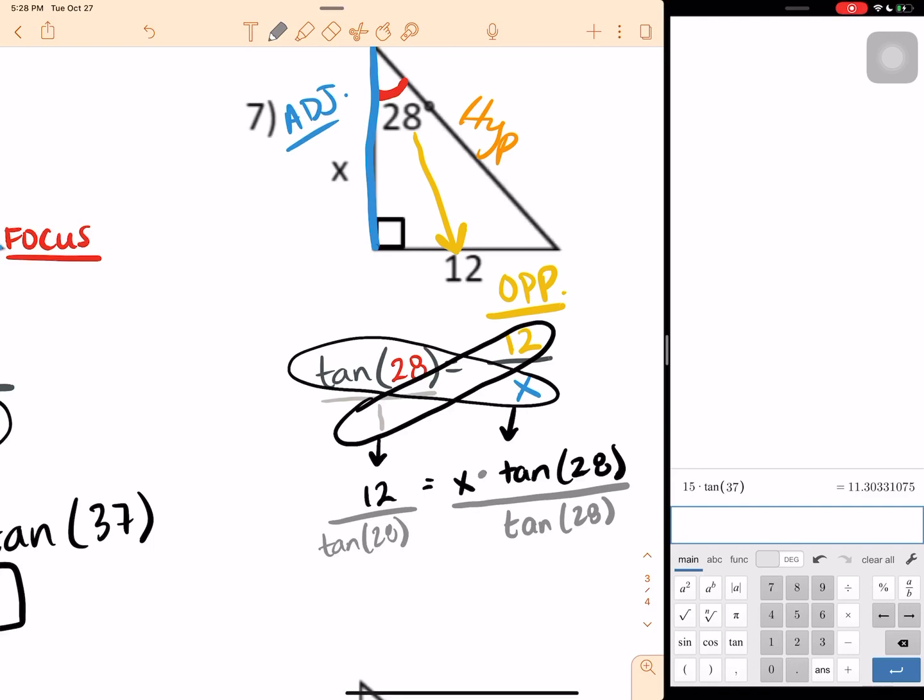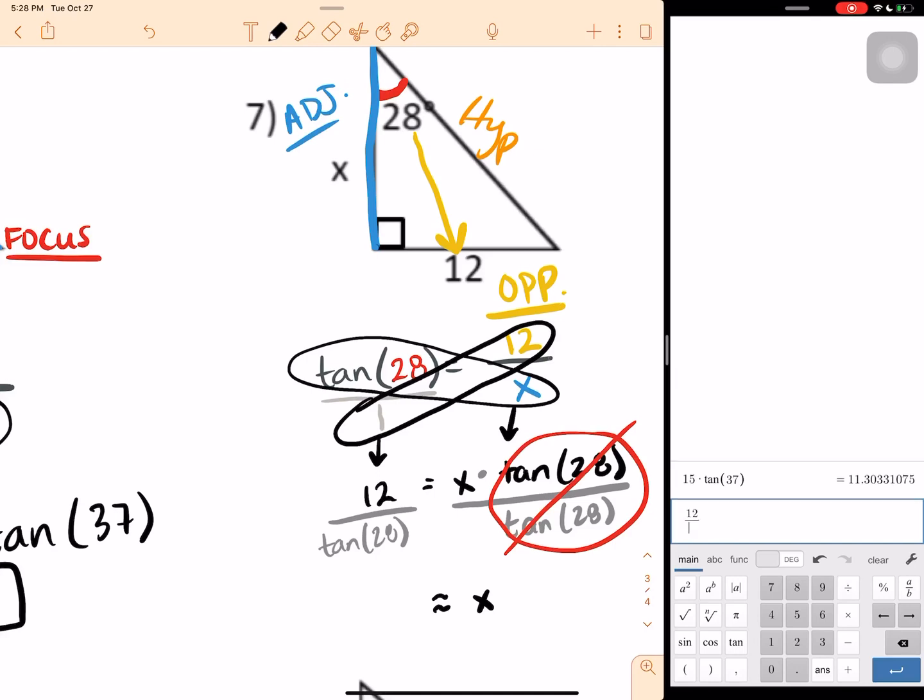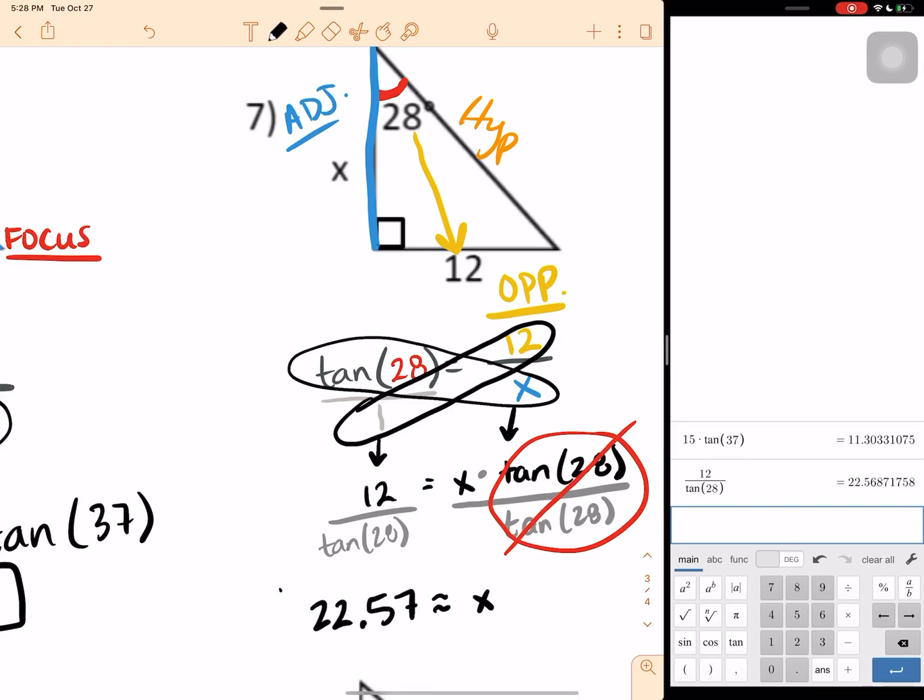Okay. So this right here, these two will cancel out. That's just equal to 1, dividing something by itself. So I'm left with x is about equal to 12 divided by the tangent of 28. And that is about 22.57 if I were to round it. The 8 bumps up that 6.